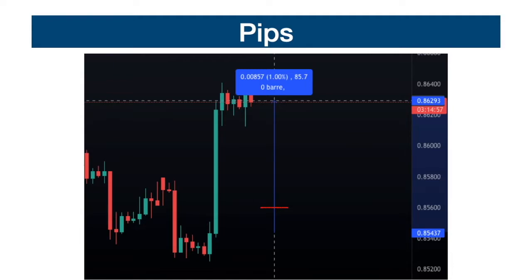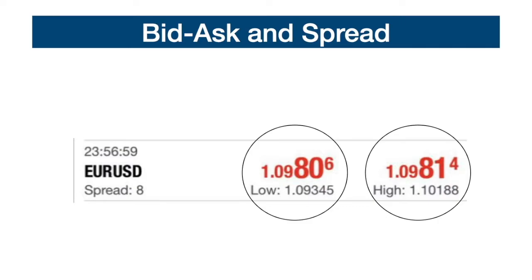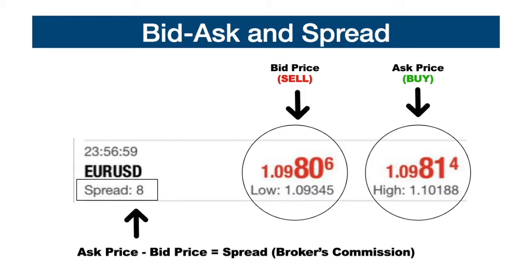In most financial markets, for each asset, you will find a price to buy and a price to sell. The price to buy is called the ask price, and it is the higher price of the two. The price to sell is called the bid price, and it is the lower price of the two. The difference between the ask price and the bid price is known as the spread. The spread is simply the broker's commission.